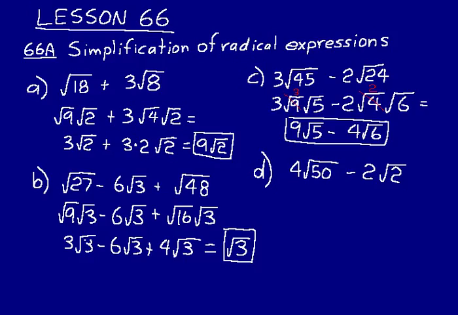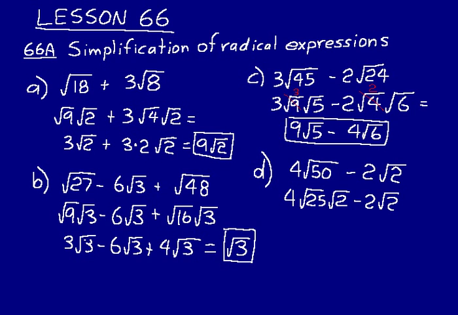Let's do one more. Simplify 4 times the square root of 50 minus 2 times the square root of 2. Well, the square root of 2, we can't simplify that anymore, but we can simplify the square root of 50. Think of two factors of 50, one of them that you know the square root of. And that would be a 25, right? 25 times 2 is 50, so we'll say 4 times the square root of 25 times the square root of 2 minus 2 times the square root of 2.